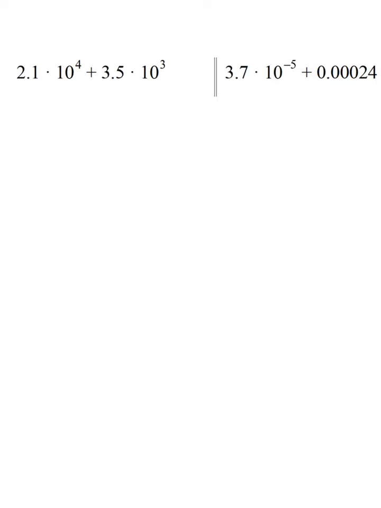All right, let's look at the first example. I have 2.1 times 10 to the fourth. So I like to write these out one above the other. The other one is 3.5 times 10 to the third, and I'm going to be adding those together. In order to do this, the powers of 10 have to be the same. In other words, the exponents have to be identical.